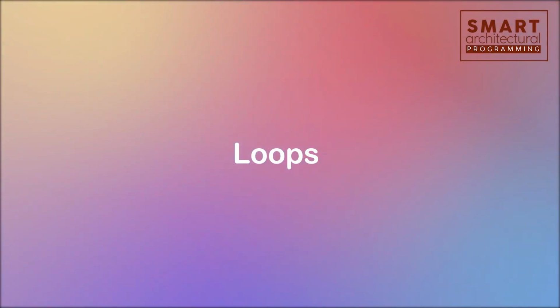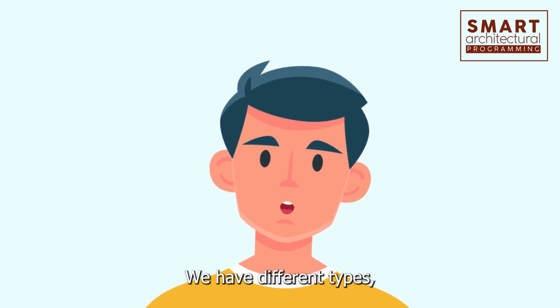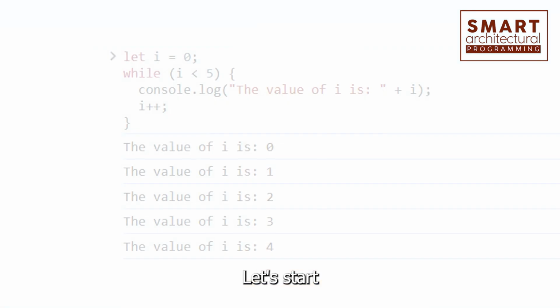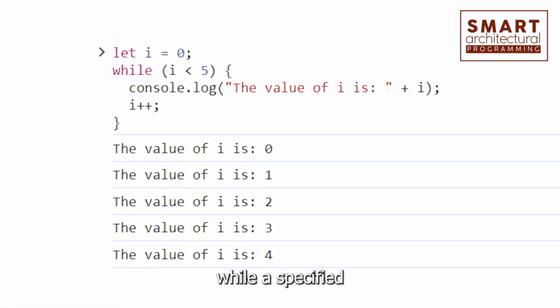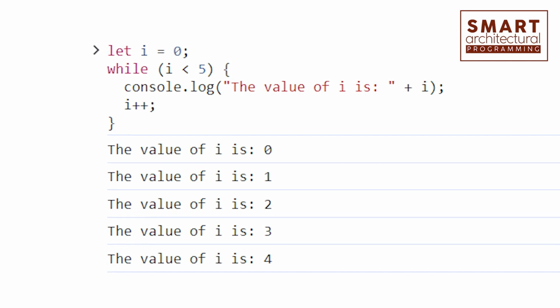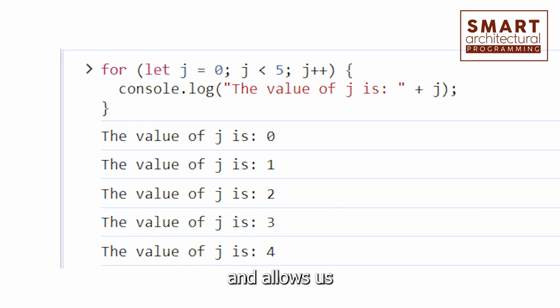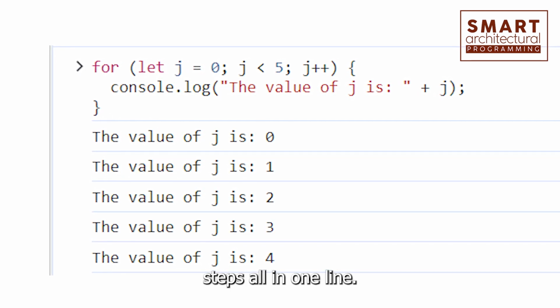Now, let's talk about loops. Loops are used to execute a block of code repeatedly. We have different types, but the most common ones are while and for loops. Let's start with the while loop. It repeats a block of code while a specified condition is true. Next up, the for loop. It's a bit more compact and allows us to initialize variables and specify iteration steps all in one line.